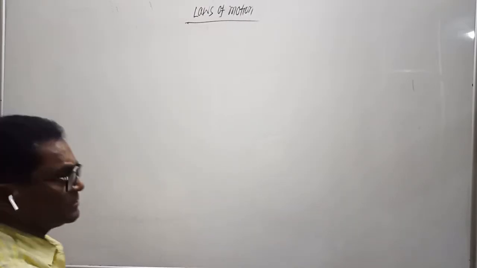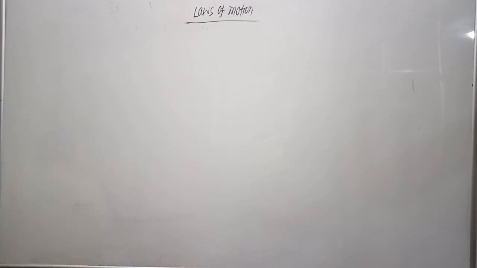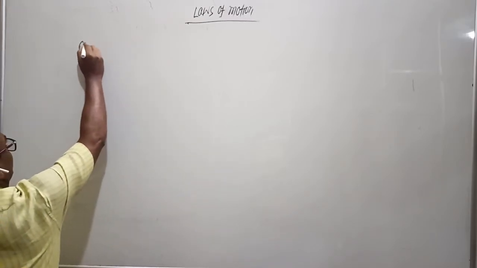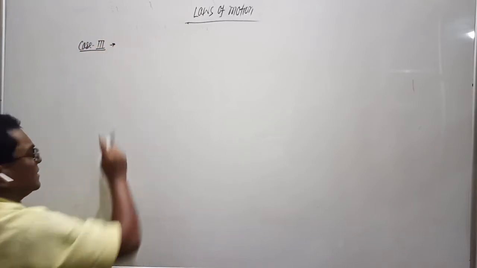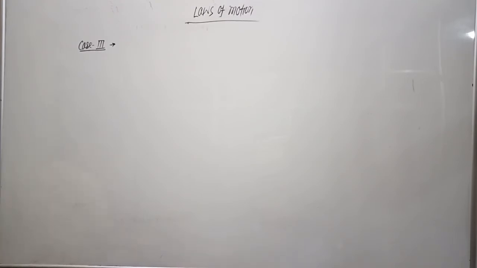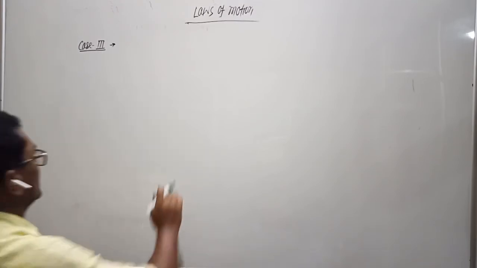We continue the chapter laws of motion, and we were discussing the variation of momentum. The first two cases we have already discussed. Now we will discuss the third case. Case number 3, when both the objects have equal linear momentum.